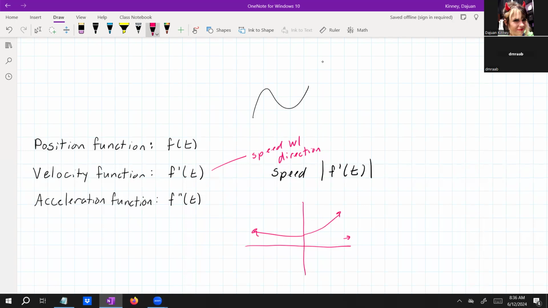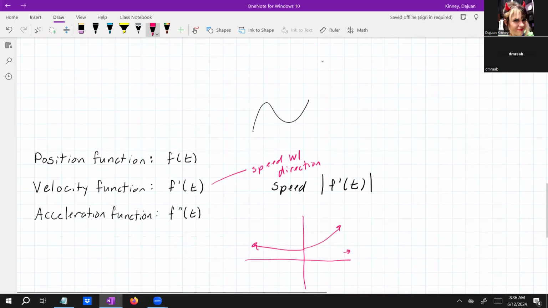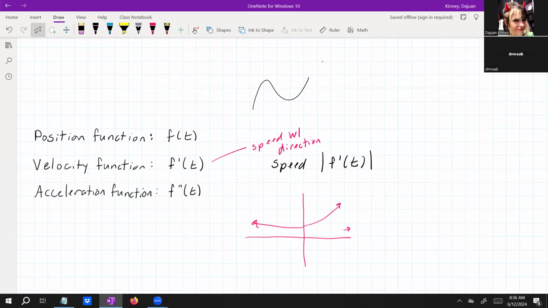A couple problems are going to have you use this. I don't think they make you create the functions, but if they do and you get a little lost with that, come talk to me. We can figure that out. But beyond that, that is it. We have one more section in this chapter, which is implicit differentiation, and that's using our chain rule again. So we will do that next, and then we'll be done with chapter 2.